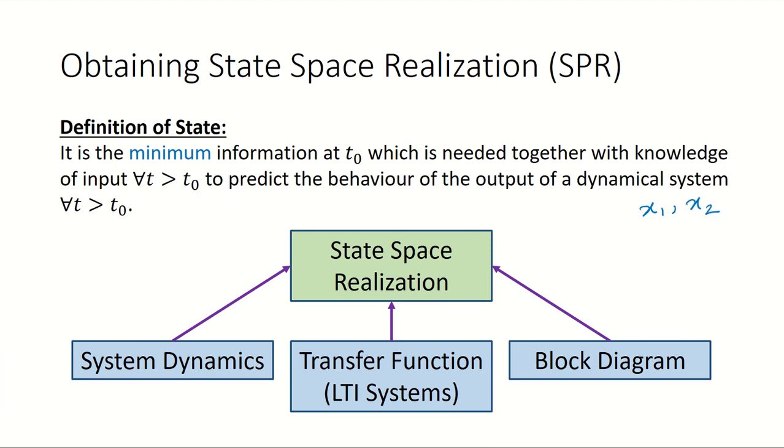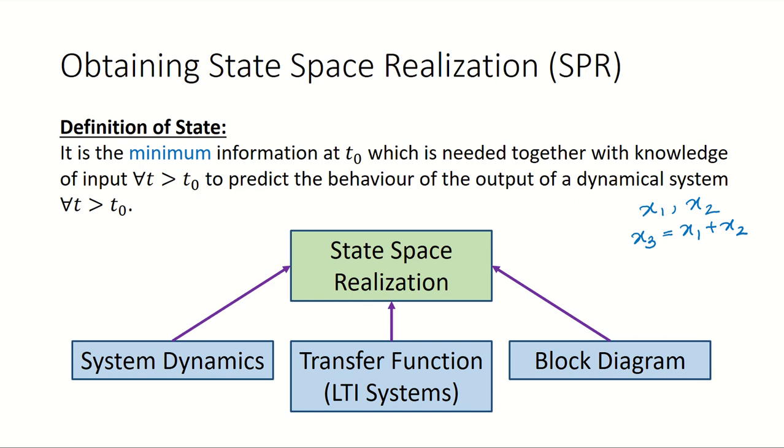If I construct another state x3 as x1 plus x2, am I adding anything useful to the system? Am I adding any useful information to the system? No, because by knowledge of x1 and x2 I can always calculate x3. x3 is not independent of x1 and x2. That independence needs to be there.